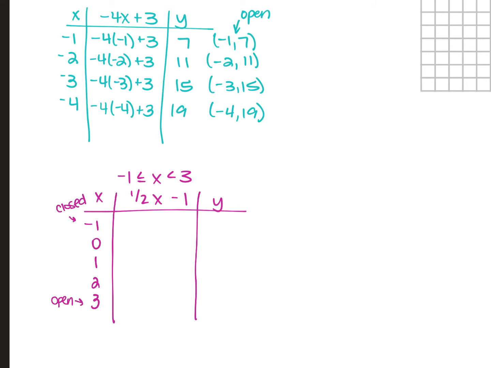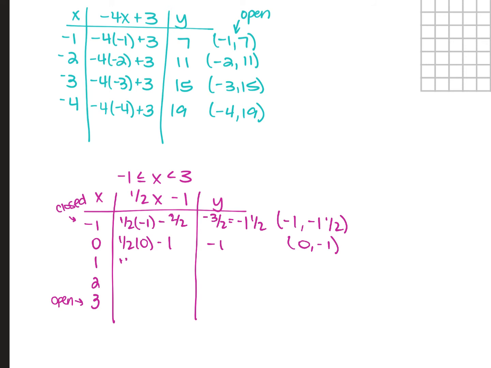If we plug these in, we're going to plug these values in for x, starting with the negative 1. You have 1/2 times negative 1 minus 1. If you want to change that minus 1 into 2 over 2, so that your denominators are the same, you can do that. So you're going to have 1/2 times negative 1, which is negative 1/2, minus 2 over 2, which is negative 3 over 2. Remember, that's negative 1 and 1/2. This gives you the ordered pair negative 1 comma negative 1 and 1/2. For the 0, you have 1/2 times 0 minus 1. 1/2 times 0 is 0, minus 1 is negative 1. So that's 0, negative 1.